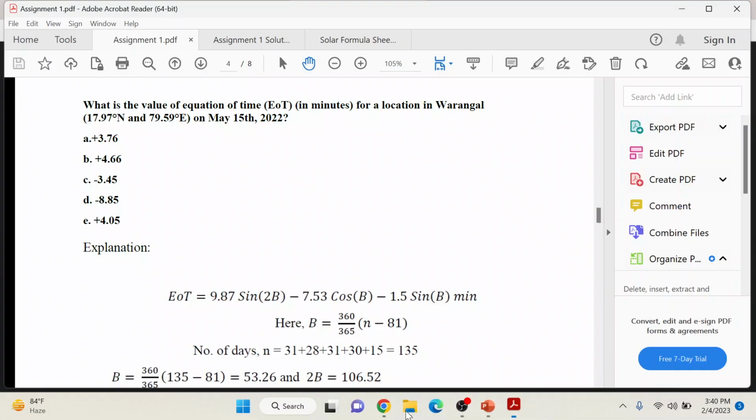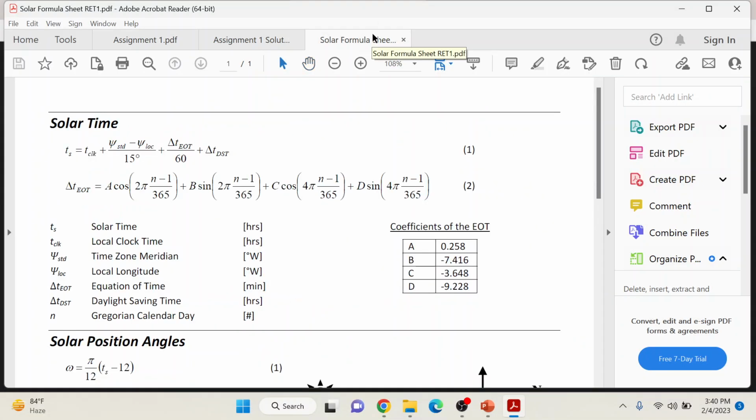Again, I'm repeating this: the equation of time formula, I'll share the formula sheet. This equation of time is A cos 2 pi (n minus 1) over 365, plus B sine 2 pi (n minus 1) over 365, plus C cos 4 pi (n minus 1) over 365.